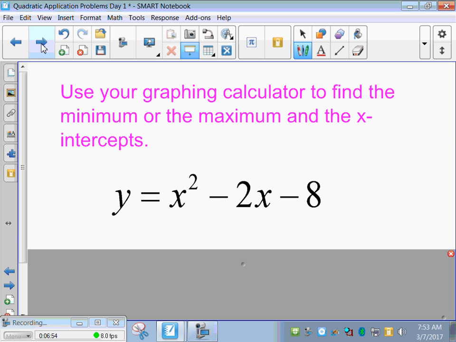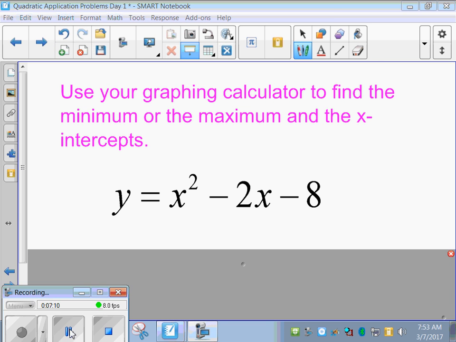All right, what about using your graphing calculator to find all this stuff? So eventually we won't have as nice of ones, and you can actually use your calculator to help you with a lot of this. So if you guys would find a calculator.